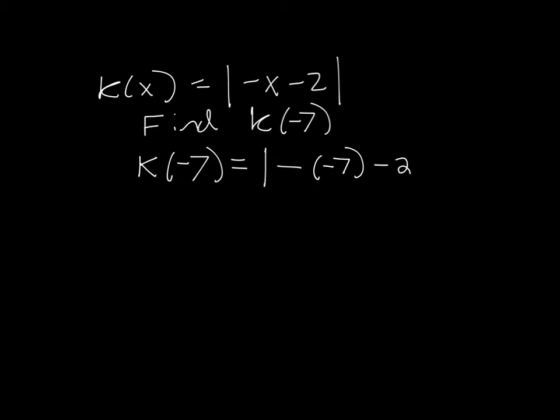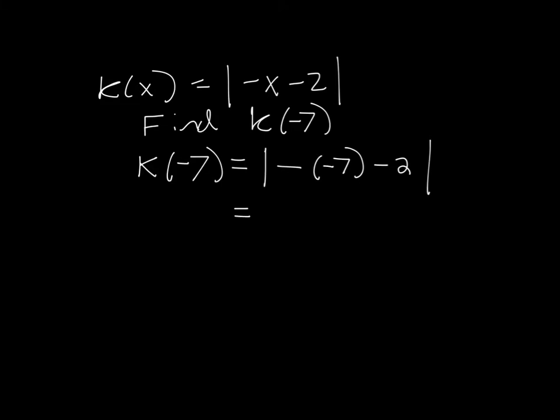And then we have minus 2. And then absolute value. Get that straight right there. This is a minus for that. And then x turned in, instead of x, now it's negative 7. So we're putting a negative 7 in for where the x was. Okay.